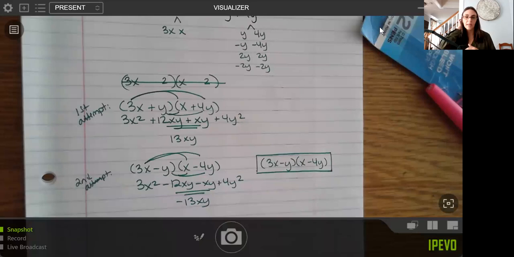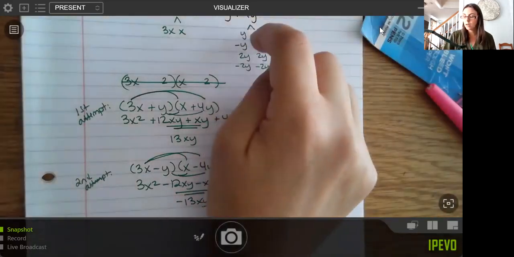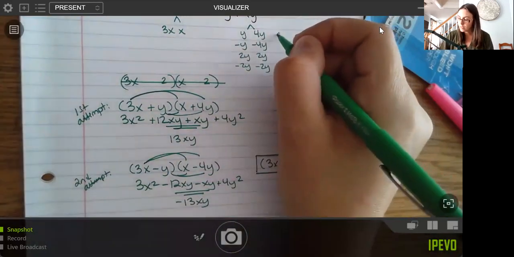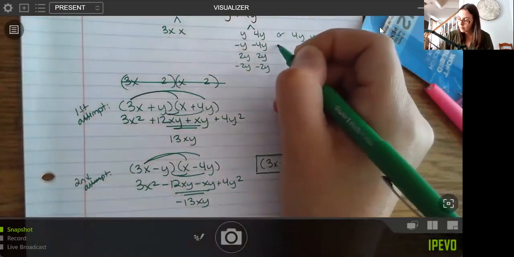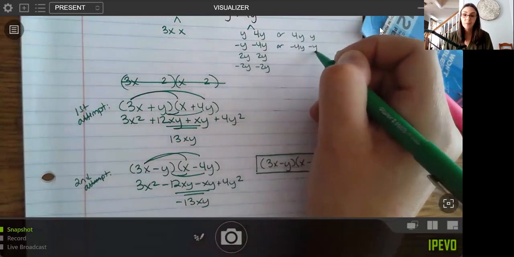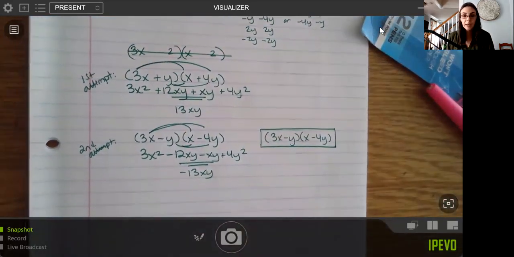But there's still a few combinations there to try as well, right? Technically, there's still 4 because you could do 2 here and 2 here. Because again, you could also write this as 4y first as well. Okay, so you can get up in those combinations pretty quickly.